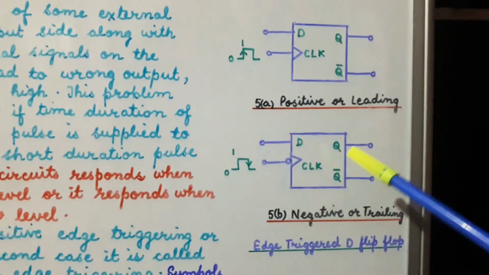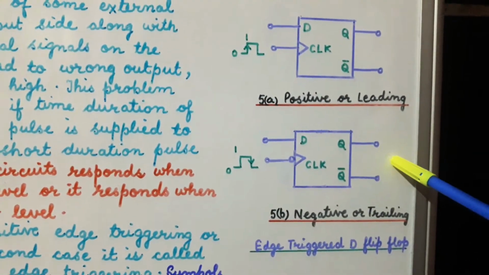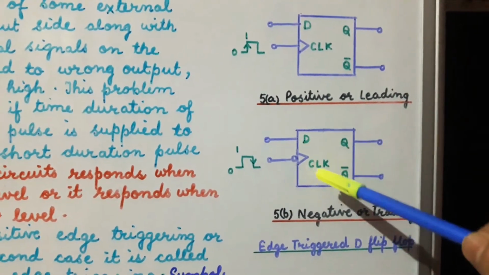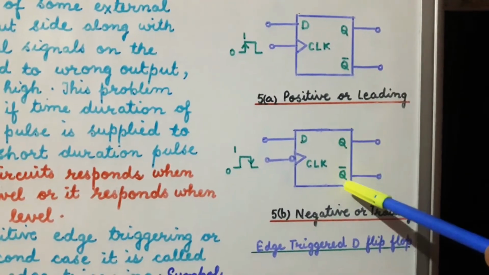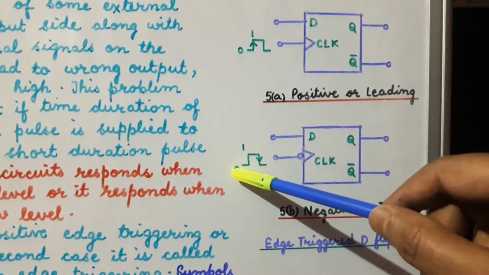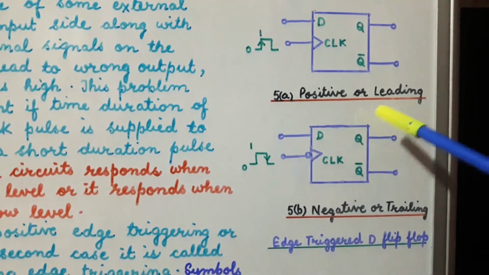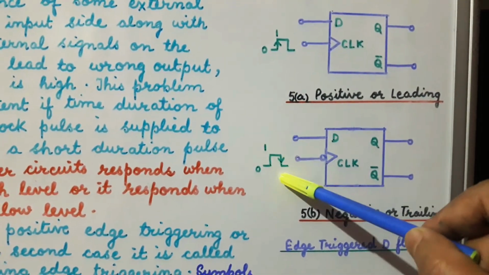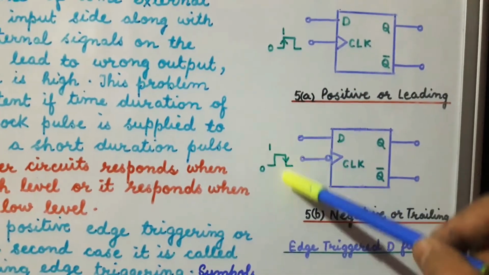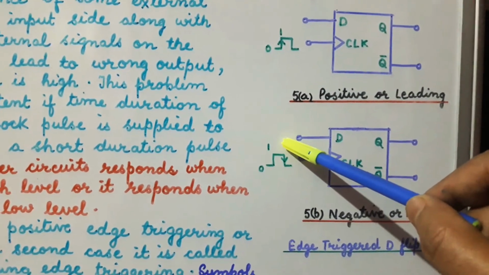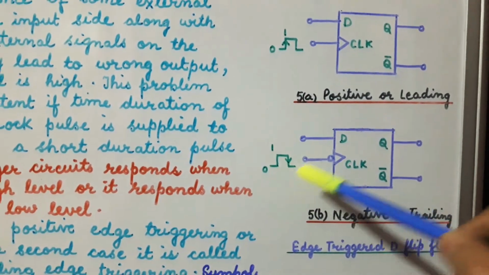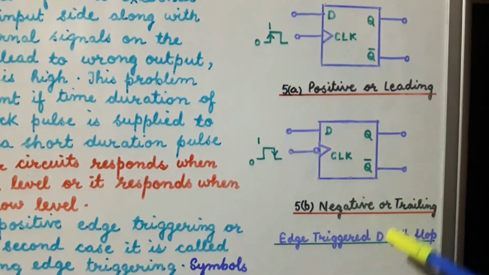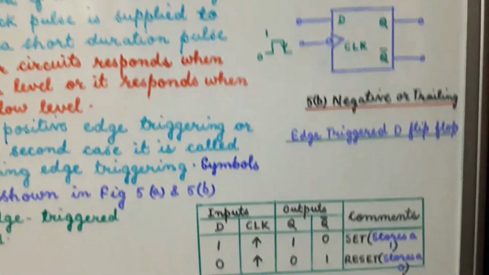Similarly, this is the symbol for negative or trailing edge triggered D flip flop. We find from this figure that this is the data input, this is the clock, this is the output Q, and this is the output Q bar. This flip flop will respond when the value of the clock pulse goes from 1 to 0. That is, it responds at this negative edge when the value of the pulse goes from 1 to 0. That is why this type of flip flop is called negative or trailing edge triggered D flip flop.